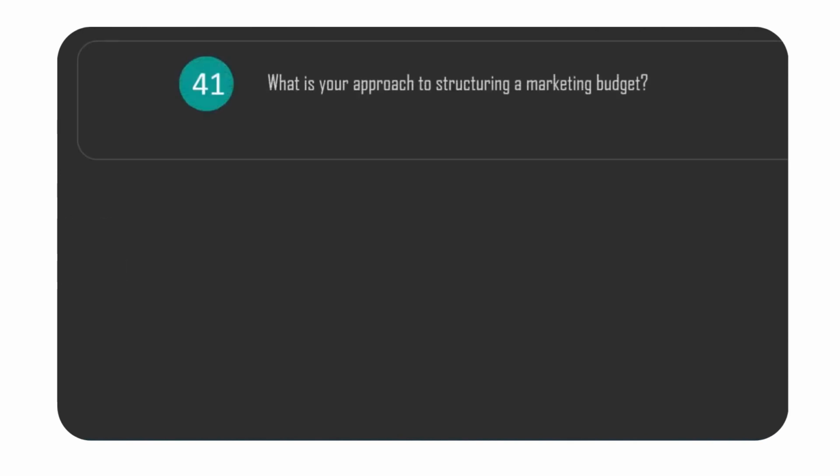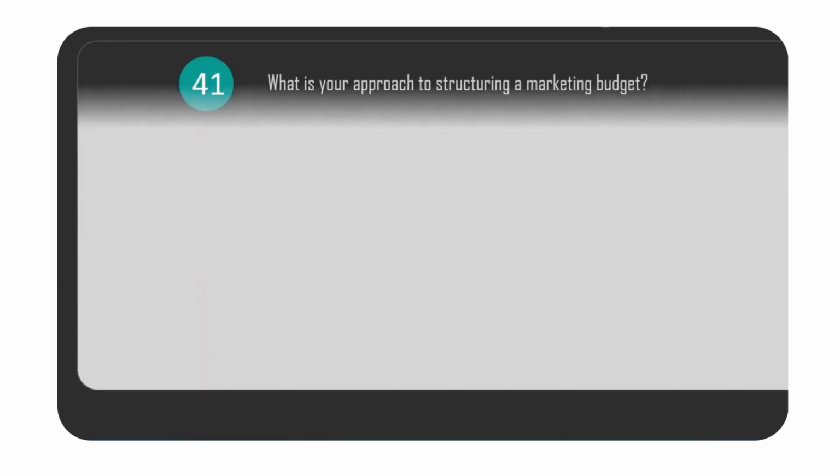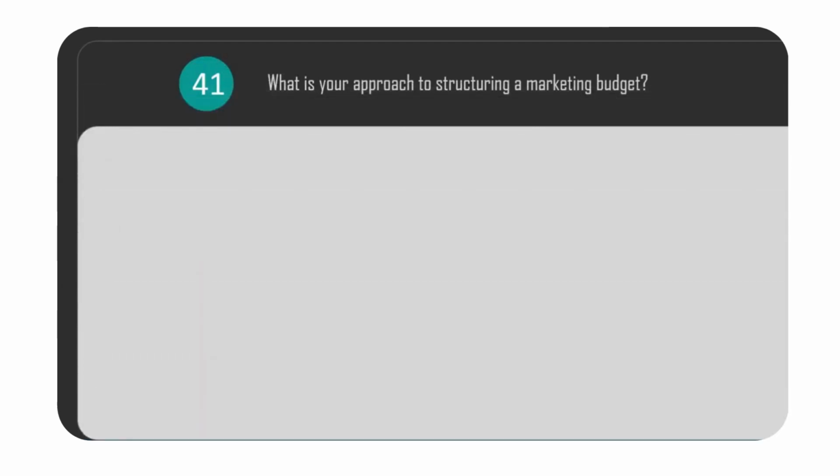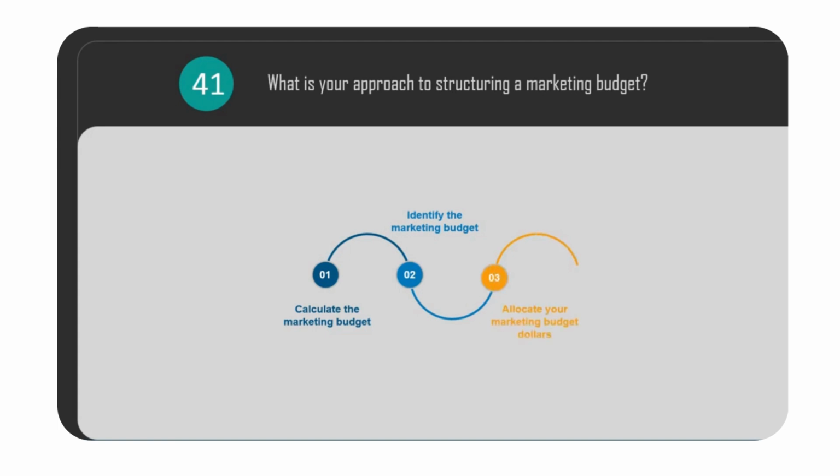So what is your approach to structuring the marketing budget? So this is the first question that I have on the list for managerial level interview questions. There are critical keys to plan and implement a marketing budget. So the first thing you should do is calculate the marketing budget and align your marketing goals with your company's strategic goals. And then identify the marketing budget to develop a detailed marketing plan that supports your strategy. After you've identified your marketing budget, allocate your marketing budget dollars and implement the marketing budget plan. So this is how you can approach structuring of the marketing budget.